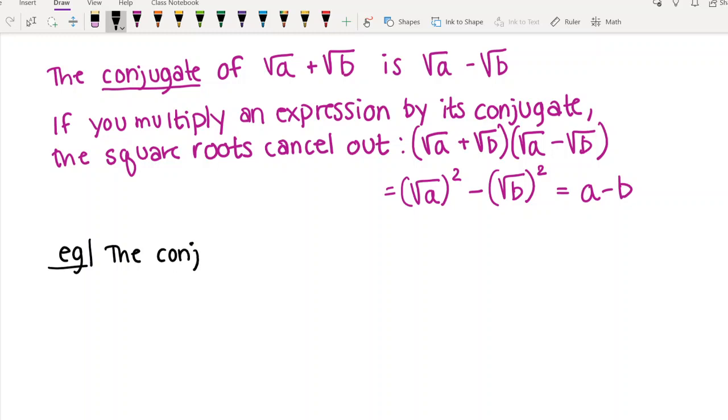Let's try to find the conjugate of, let's say, square root of x minus square root of 5. So how do you find the conjugate? You just flip that plus or that minus. In this case, it's a minus, so we flip it to a plus. And then what would happen if we multiply them together?